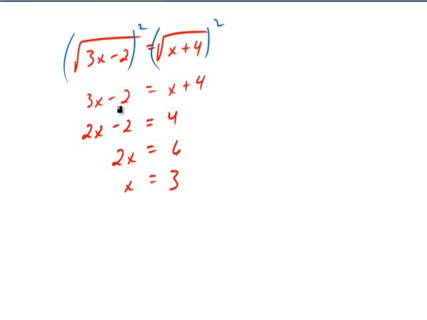Let me check it in the original problem. The square root of 9 minus 2 is square root of 7. On the right hand side I have the square root of 3 plus 4, which is 7. They do equal each other, and so 3 is the solution.